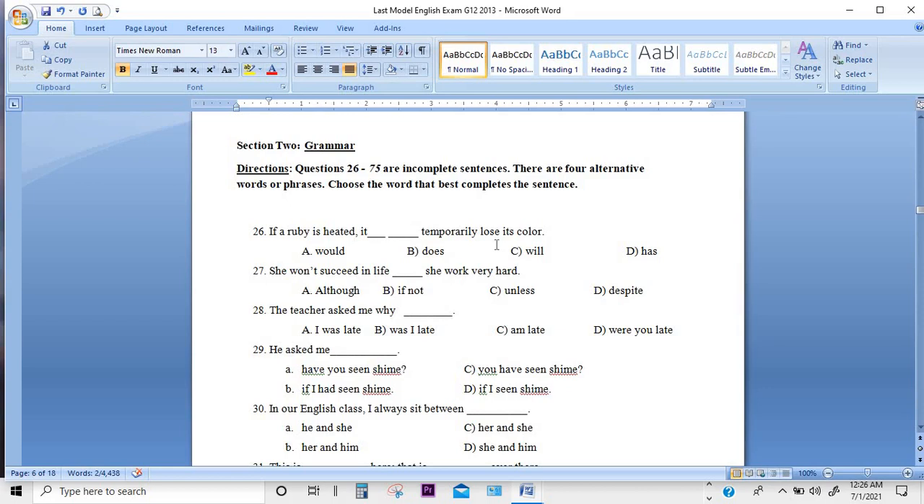I choose, or I prefer this name, real condition for the first one, unreal for the second one, and impossible for the third one, and the first one is zero condition.